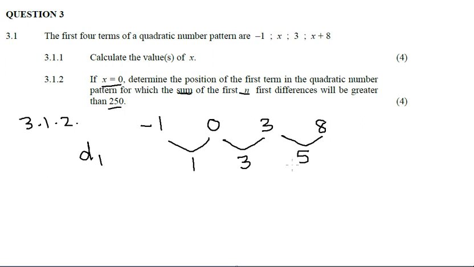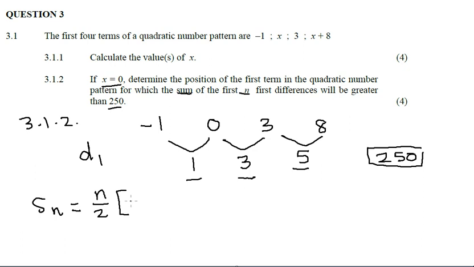So what we're looking for is adding a certain number of these terms together until we come to approximately 250. So I can use the SN formula for an arithmetic pattern. So SN is equal to n over 2 into 2a plus n minus 1 times d. And I can set the SN to be 250 and get the approximate location for n.